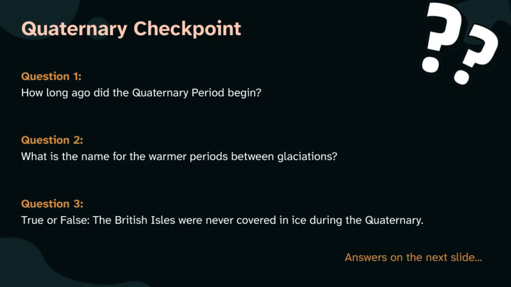Question 1. How long ago did the Quaternary period begin? Question 2. What is the name for the warmer periods between glaciations? Question 3. True or false? The British Isles were never covered in ice during the Quaternary. Write down your answers now. Try to answer without looking back. This is a quick retrieval task to strengthen your memory.